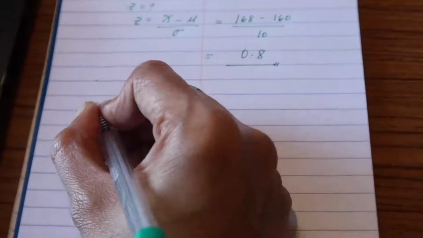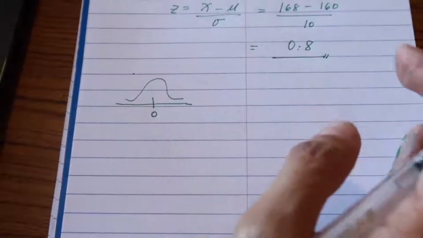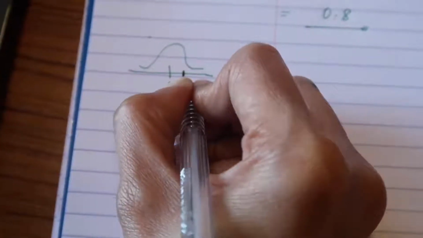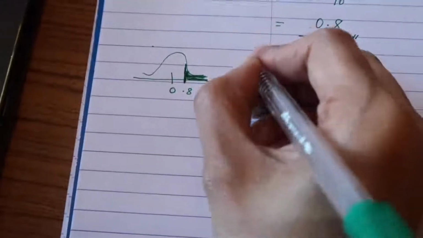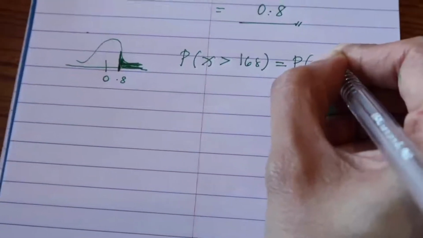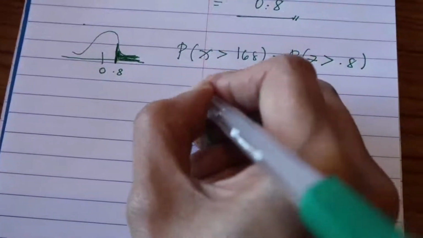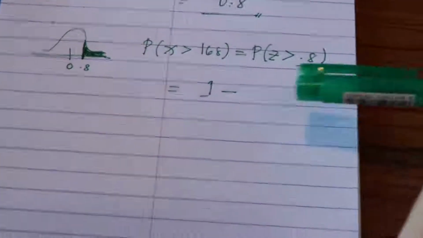So going back, 0.8. Draw a normal curve, with 0 at the middle. Where is 0.8? Obviously, 0.8 is positive, so it should be located on the right of 0. We want greater than, so going to the right, the shaded portion will be on the right side. Therefore, the probability that x is greater than 168 is the same as the probability that the z-score is greater than 0.8. How do we get the probability? That would be 1 minus the area of 0.8. So what is the area of 0.8?